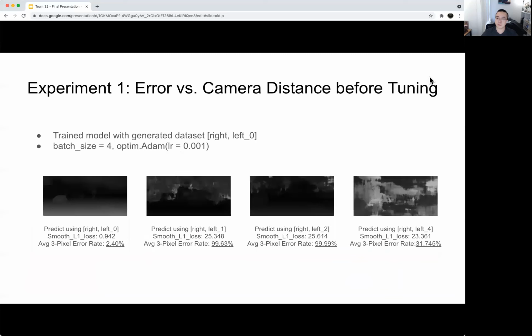Then we conduct the first experiment by training the model using 1 image pairs between right image and left 0 image. And then we apply the trained module on other image pairs, for example, between right image and left 1 image. We observe that the loss and the error rate are terrible for other image pairs.